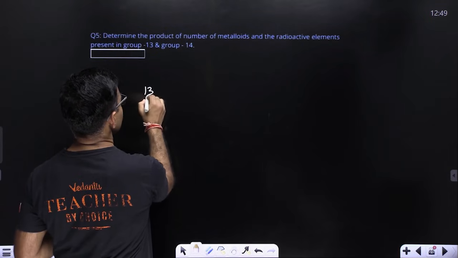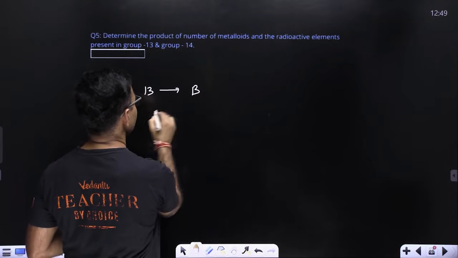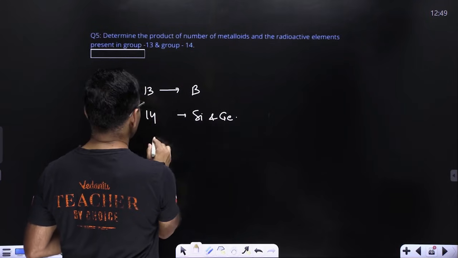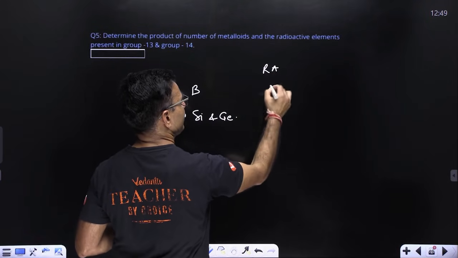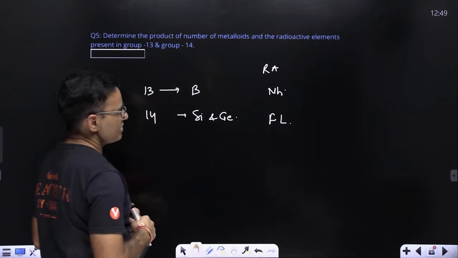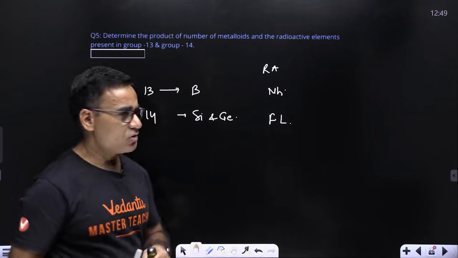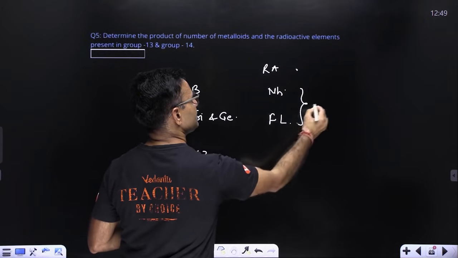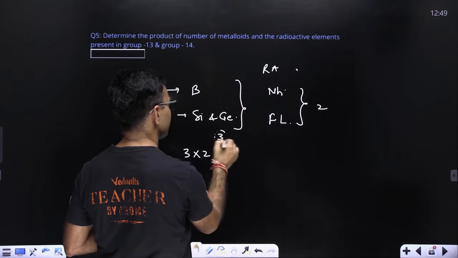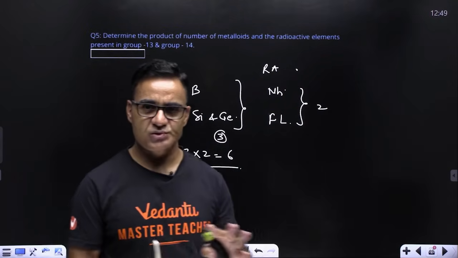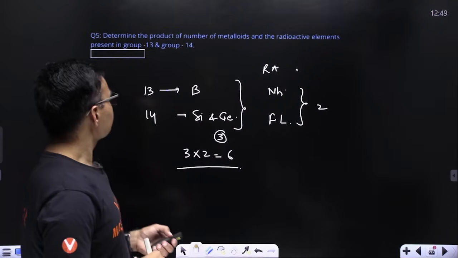In group 13, the metalloid is boron. In group 14 it is silicon and germanium. And in group 13 the radioactive element is nihonium. And Fl is the element which is present as a radioactive element in group 14. So total 2 radioactive elements and 3 metalloids. So 3 into 2 is going to be 6. All right. So the answer of this question is going to be 6.